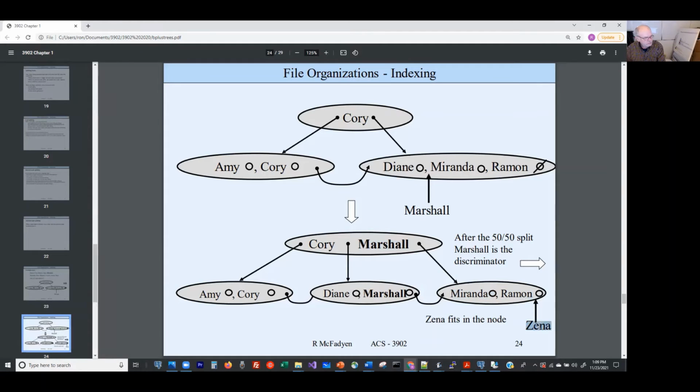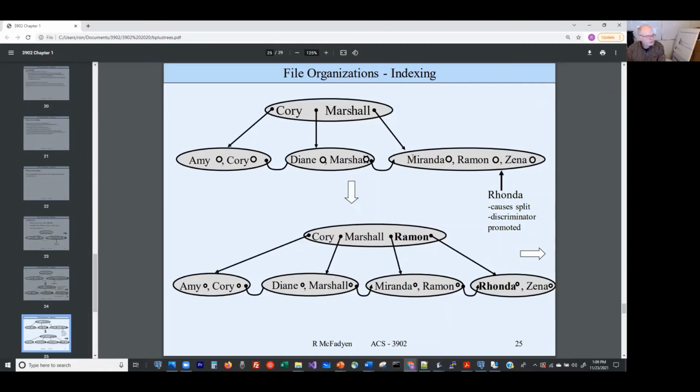The next insertion is for Zena. A search of the tree tells us it belongs in this particular node. Searching the root for the first key value greater than or equal to Zena. Well, it's not Corey, it's not Marshall. There isn't such a value, and so we follow the rightmost pointer to this subtree. Zena belongs here after Raymond. And so this is what that leaf node looks like when Zena is inserted.